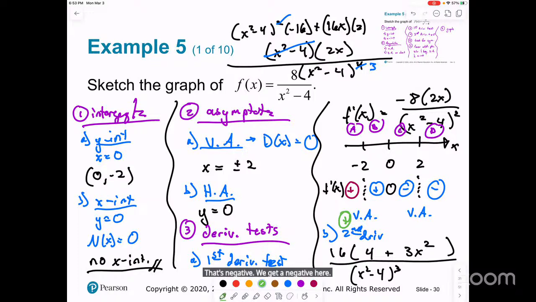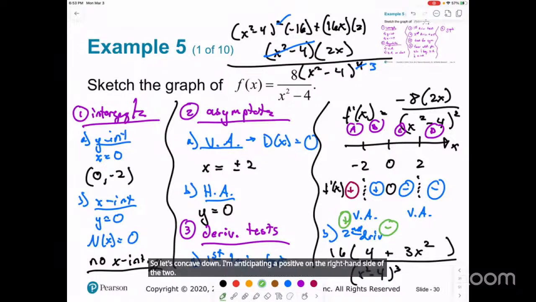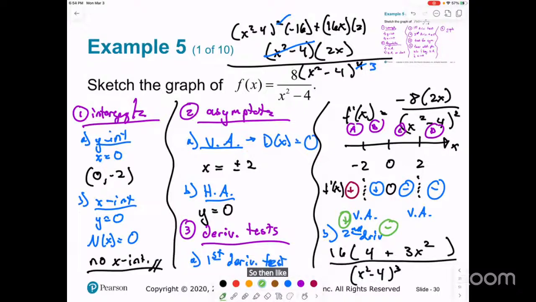So in between -2 and 2, we get a negative second derivative. So that's concave down. I'm anticipating a positive on the right-hand side of 2. So then, if we choose like 3, that's positive. So what that means is that plus or minus 2 are our points of inflection. I know it's a little jam, right? But we got our points of inflection there, all right?